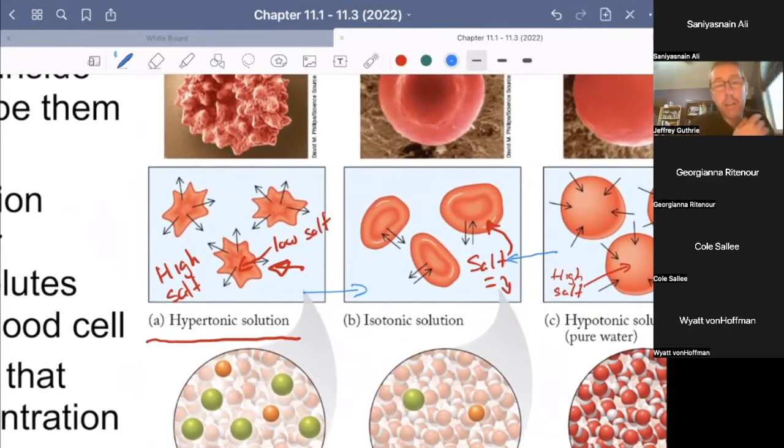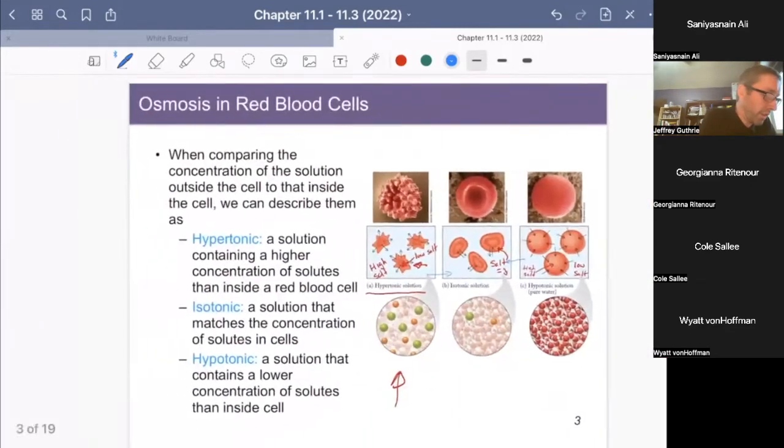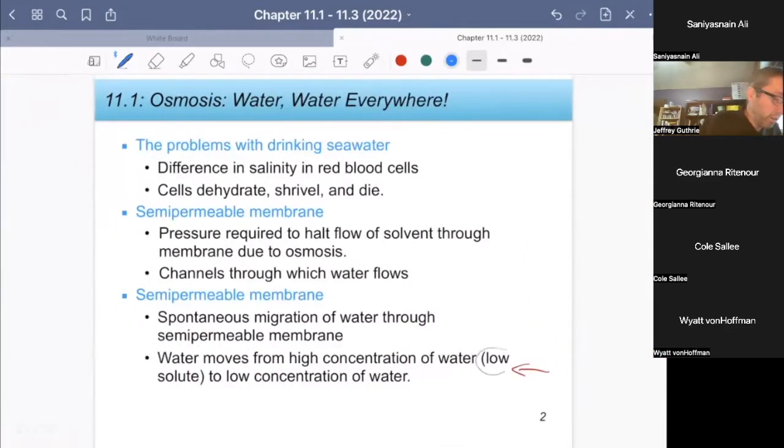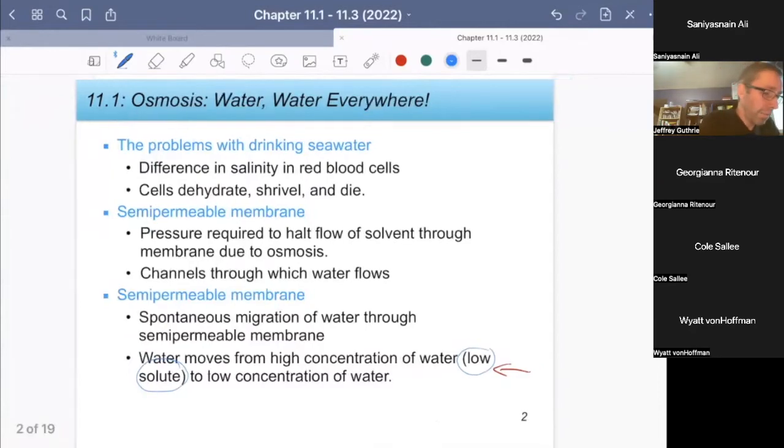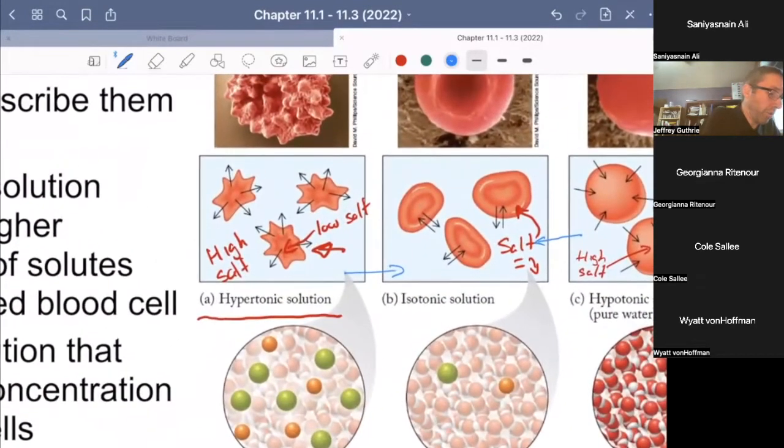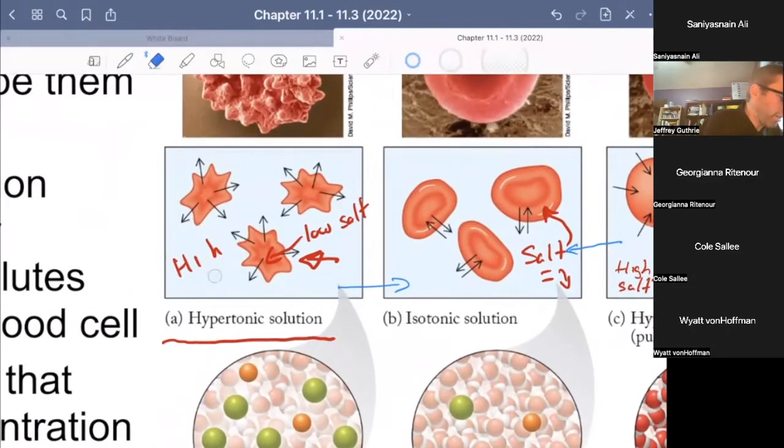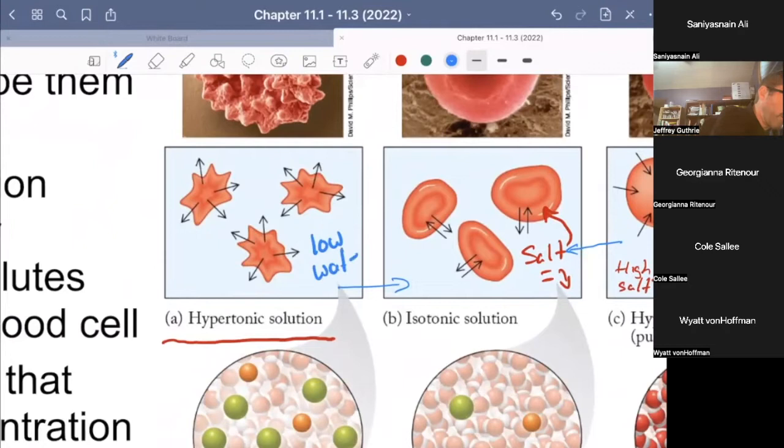Okay, so I guess I'm talking about it the opposite way. If you look at the other slide too, it says right here, low solute. So I'm talking about it with respect to the solute, or the salt concentration. But I can reverse what I was saying here. If you want to talk about the concentration of water, so if it's low salt, let me see. Okay, so we have hypertonic. In this case, we have low water here, and then high water inside the cell.